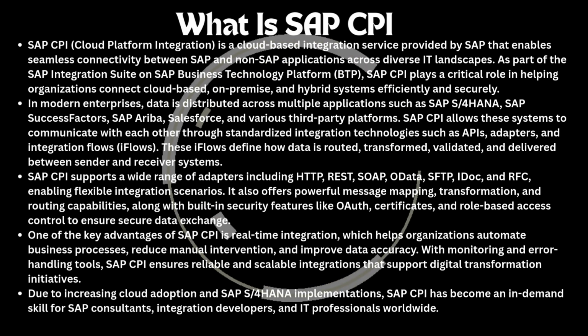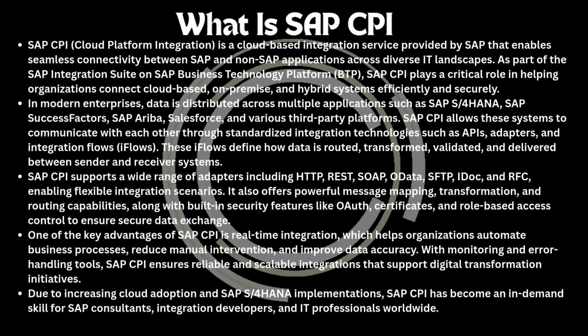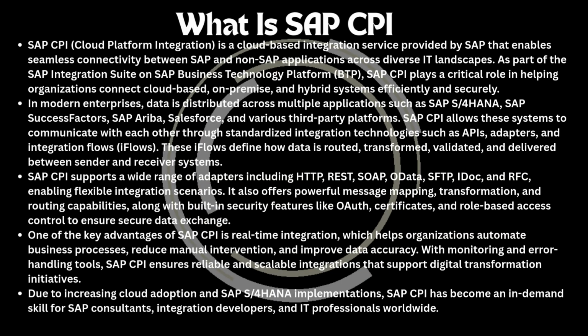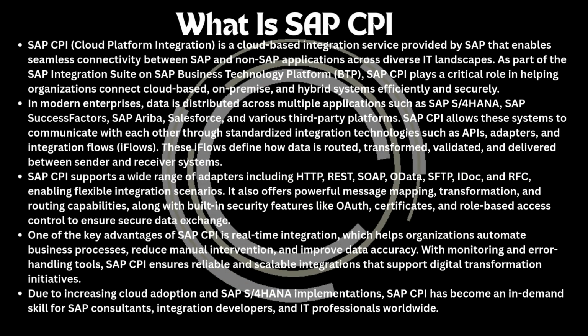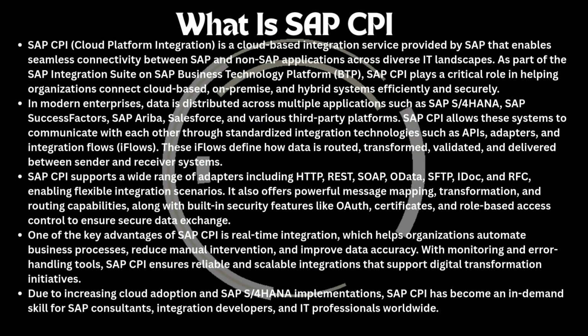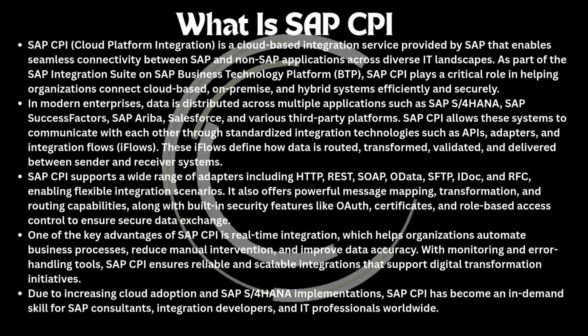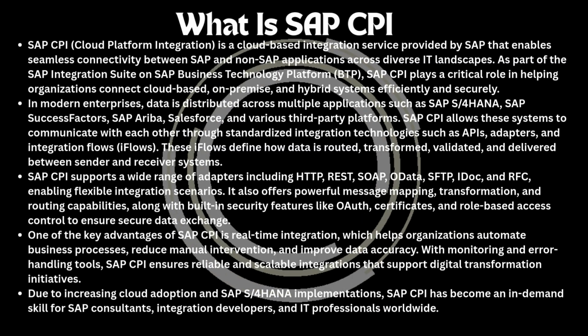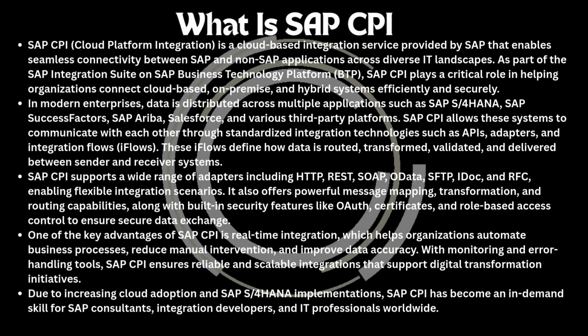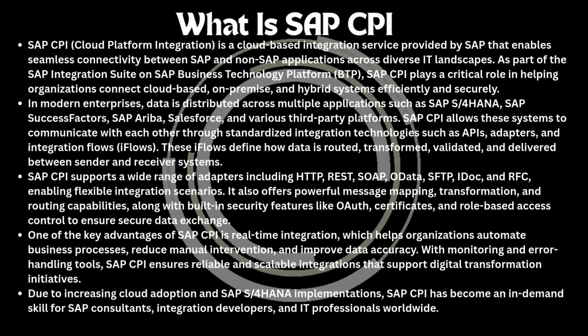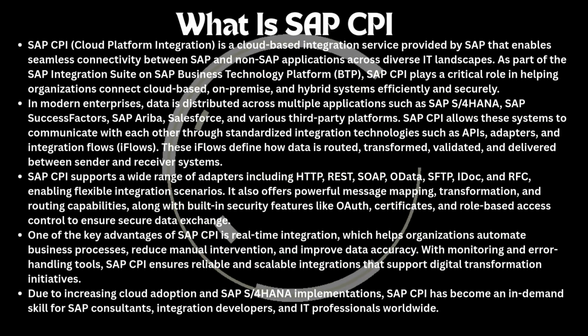SAP CPI supports a wide range of adapters including HTTP, REST, SOAP, OData, SFTP, IDOC, and RFC, enabling flexible integration scenarios. It also offers powerful message mapping, transformation, and routing capabilities, along with built-in security features like OAuth, certificates, and role-based access control to ensure secure data exchange.